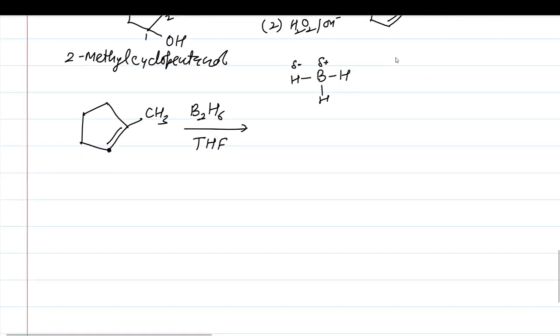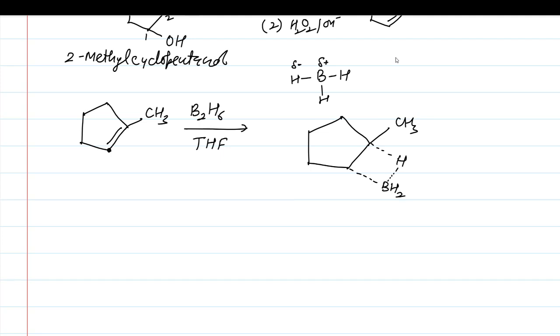So in this way it forms a cyclic mechanism. BH2 on this side, H on this side. It is like this, okay, meaning H and BH2 are attached from the same side. So if BH2 is above the plane, then this H is below the plane, okay. So this is the first product formed.